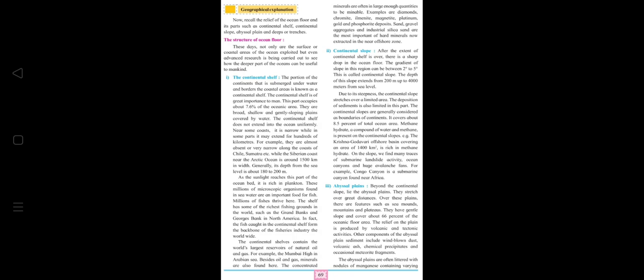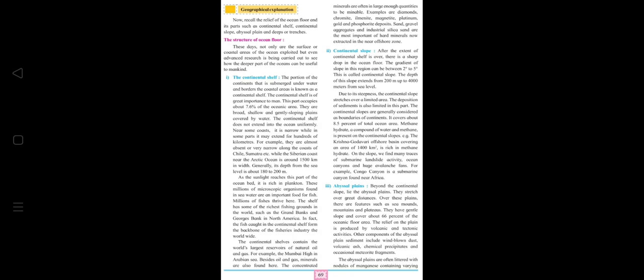In fact, the fish caught in the continental shelf form the backbone of fisheries industries worldwide. Now, as I'm reading it out to you all, what is a continental shelf, you can understand its importance where fisheries and the industry are concerned, how it is stretched, where all it is stretched, and how it is an important food source for fish, wherein this ocean bed is rich in plankton. Plankton is basically something which is important food for fish.